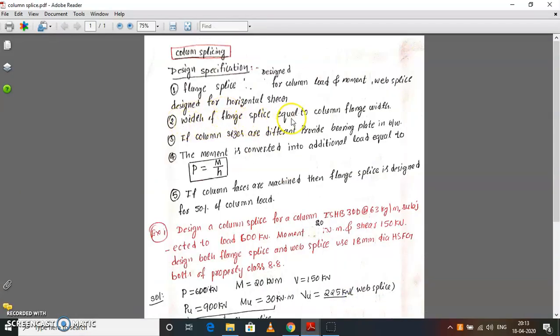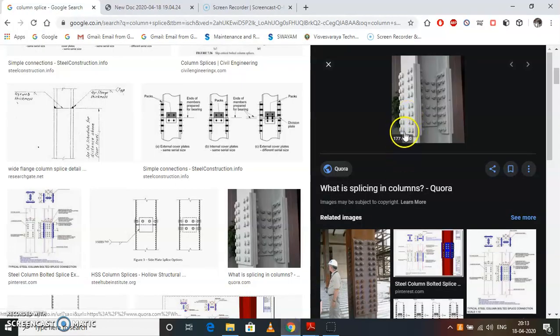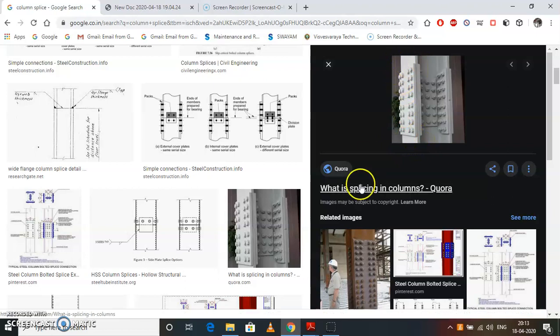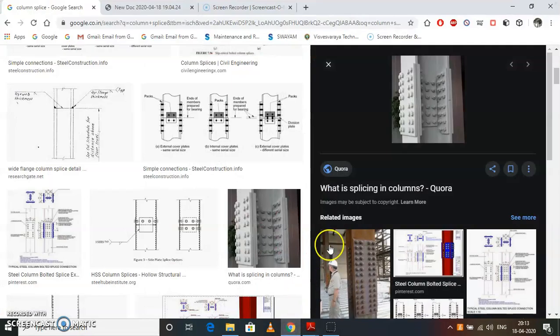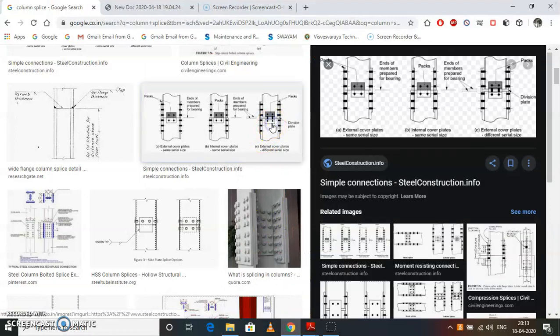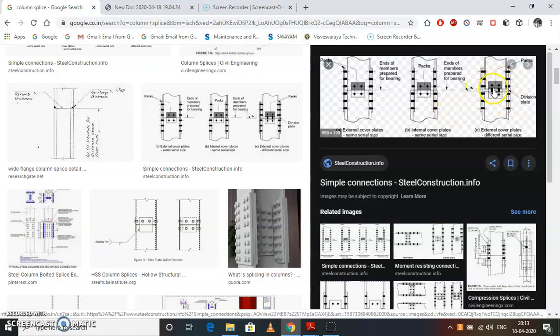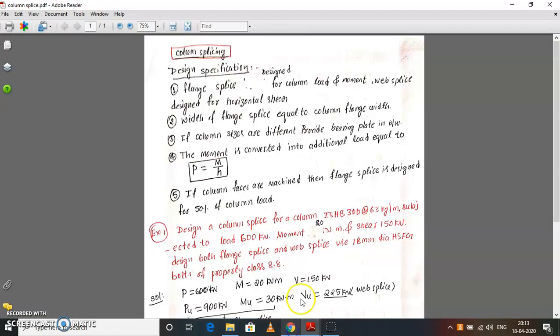Width of the flange splice equal to the column flange width. The width of the flange splice should be equal to the column flange width. Like you can see here, this width of the flange plate should be equal to the width of the column. If column sizes are different, provide bearing plate in between. Whenever the column sizes are of different dimensions, provide a bearing plate in between upper and lower column.